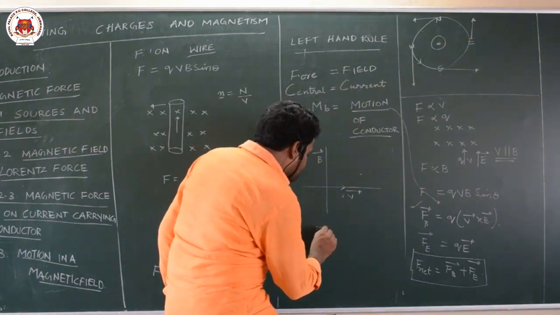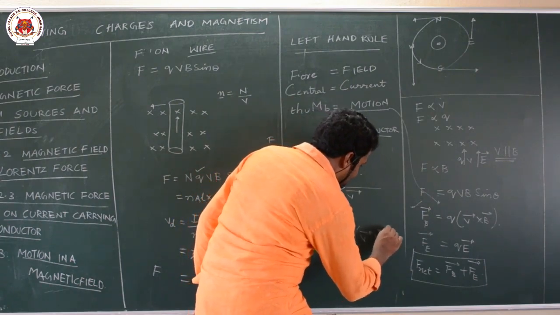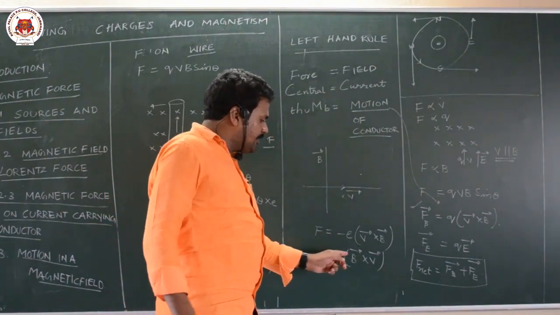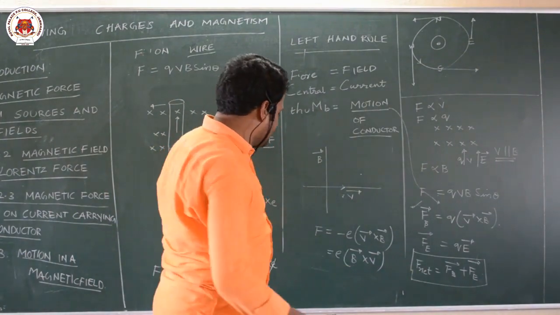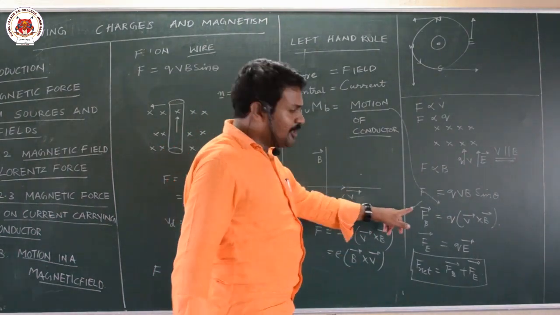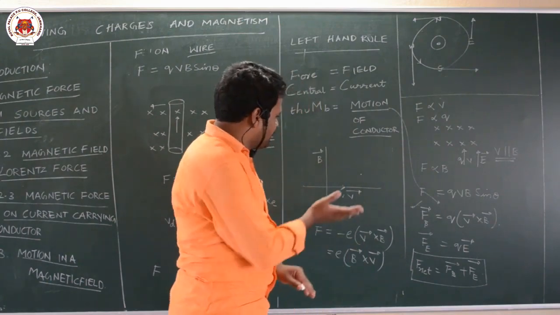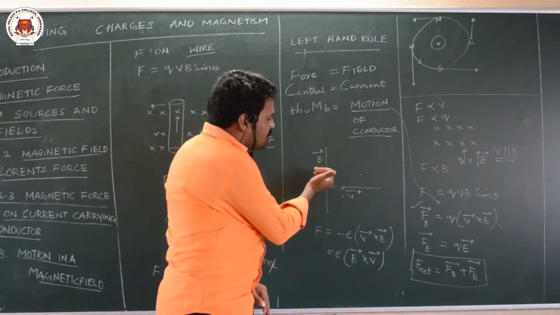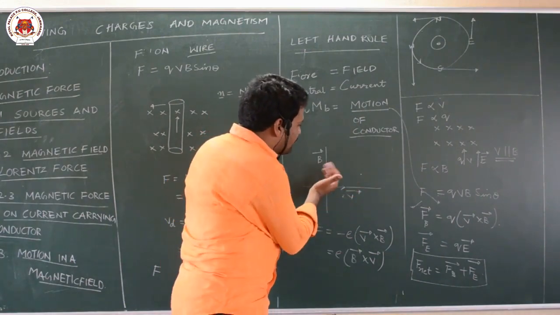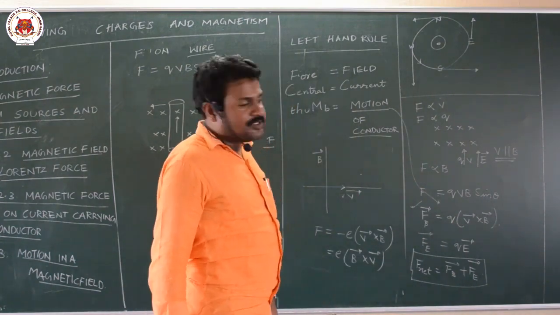If you want to write force on a negative charge, force on electron will be minus e into V bar cross B bar, or I can write it as e into B bar cross V bar. So this is the difference. The proton will deflect in this direction, whereas electron will deflect in the opposite direction. We can calculate force on proton or positive charge, then afterwards we can reverse. Suppose you are doing V bar cross B bar in this direction, for electron you will get the opposite direction, for a negative charged particle. So this is the force experienced.